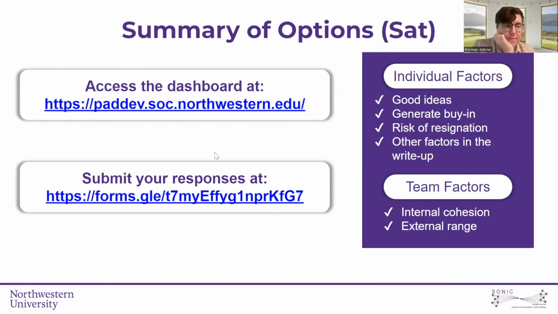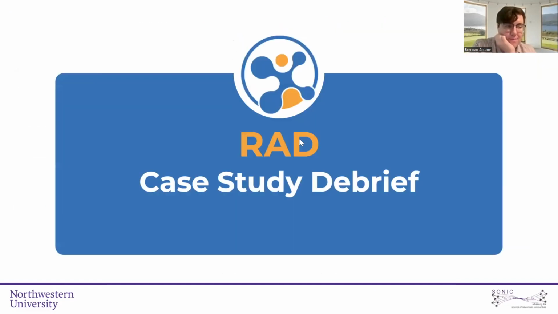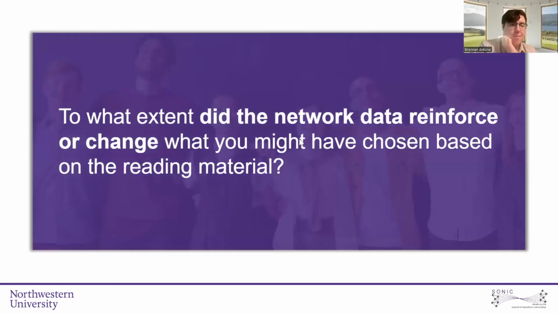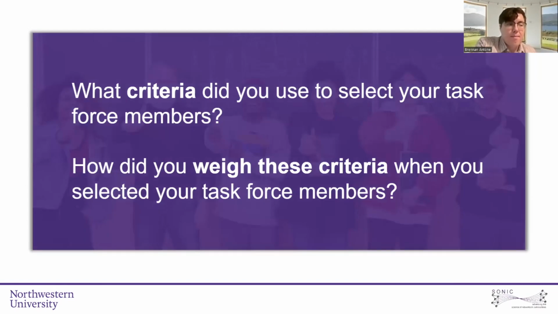Access the dashboard through the link, and submit your response to this specific Google form. And the debrief is a very important part, because after people submit their responses to the Google form, we want to give people the opportunity to reflect on why this is important and what the main takeaways from this activity are. So the first question we would ask people is, to what extent did the network data reinforce or change what you might have chosen based on the reading material? Second is, what criteria did you use to select your task force members, and how did you weigh these criteria when you selected them?